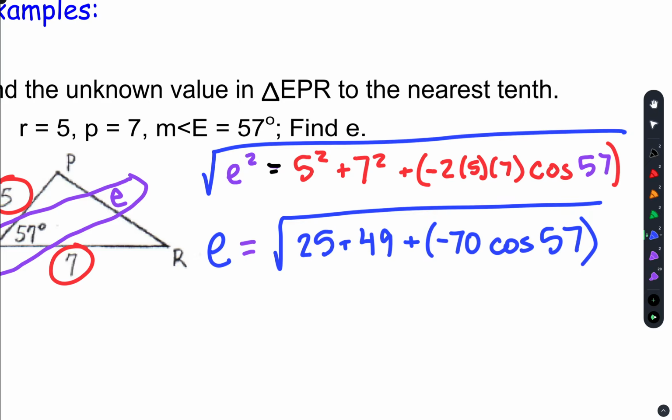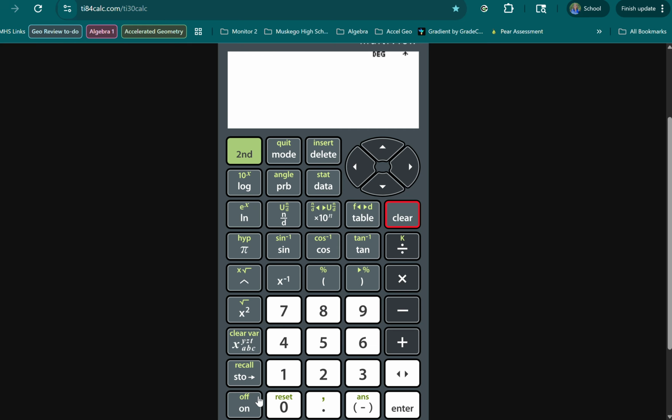So in my calculator now, I can go ahead and type the square root, so second, and then the square root symbol. And now I have 25 plus 70 plus, putting it in parentheses, and I'm not going to hit the subtraction symbol because that's going to get me a syntax error. I want to hit that negative button that's down at the bottom. And then negative 70 cosine 57. Close everything up. I should still be underneath that square root symbol. Hopefully we still see that the square root is on the top.